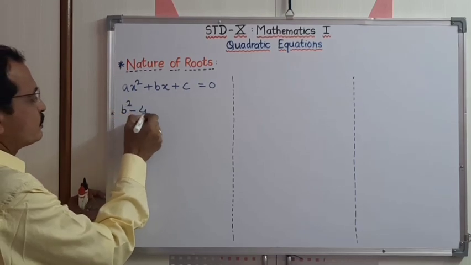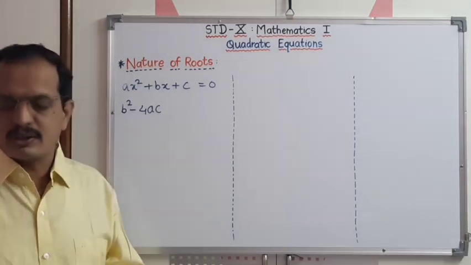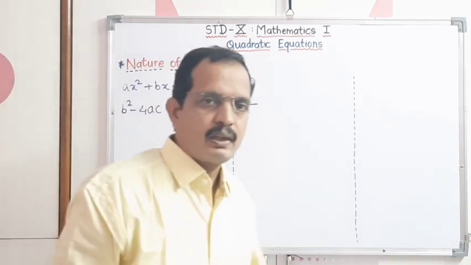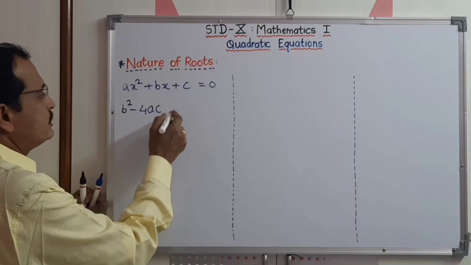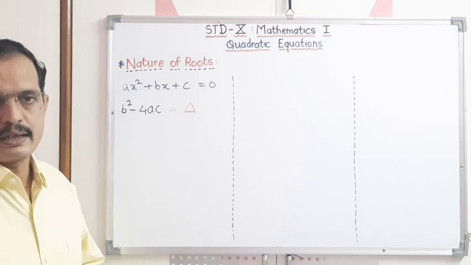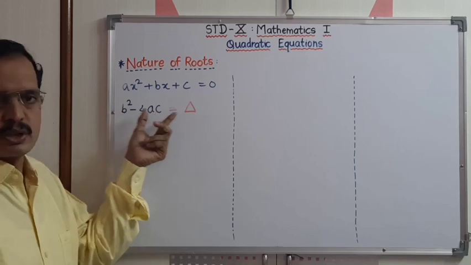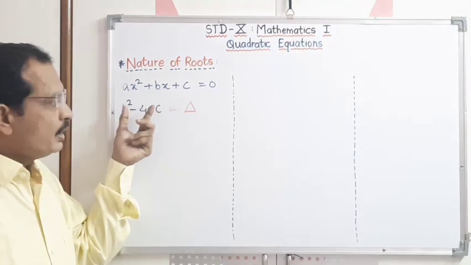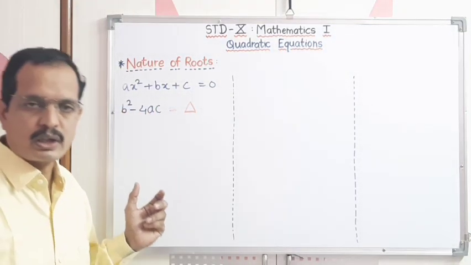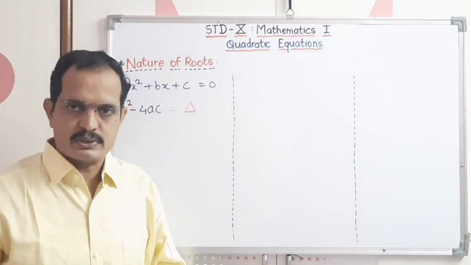Now this value of b square minus 4ac is known as the discriminant, and the discriminant is denoted by this symbol, the Greek letter delta. The value of b square minus 4ac means the value of delta. Now depending upon the value of delta, that means b square minus 4ac, we can find out the nature of the roots of the quadratic equation.